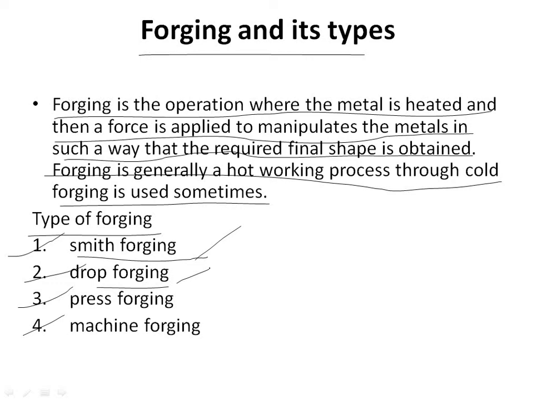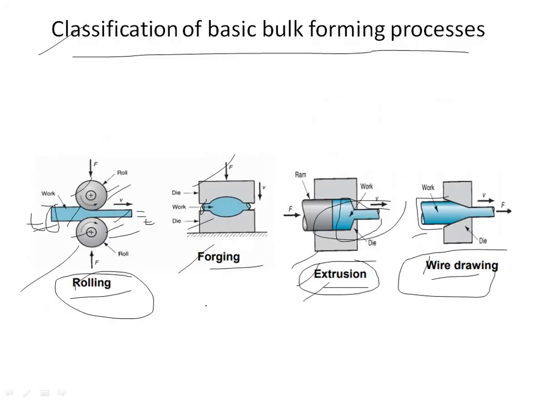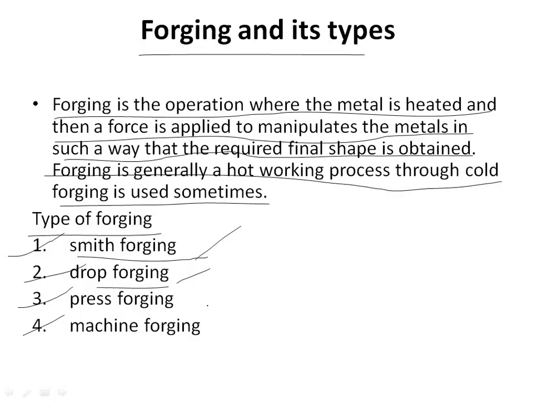The drop forging die consists of two halves. The lower half of the die is fixed to the anvil of the machine, while the upper half is fixed to the ram.